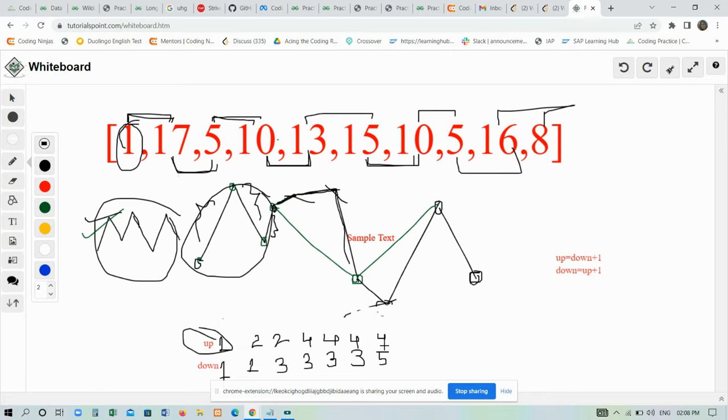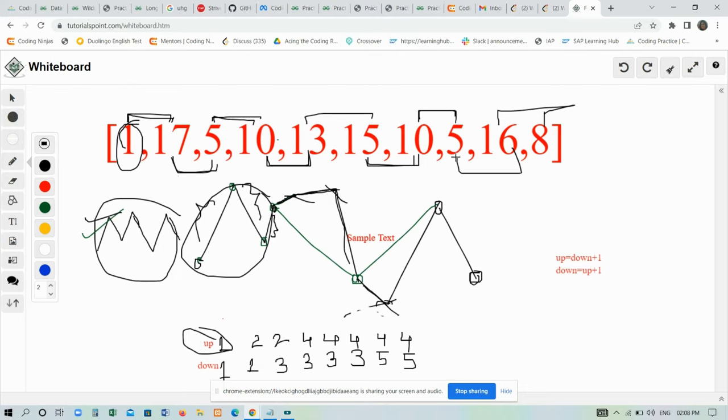So talking about the difference between 10 and 5, it comes out to be minus 5. So here also we observe a decreasing trend. So our down will be up plus 1, that is 4 plus 1, 5, and since no upward trend is observed in the array, our up will remain as it is.